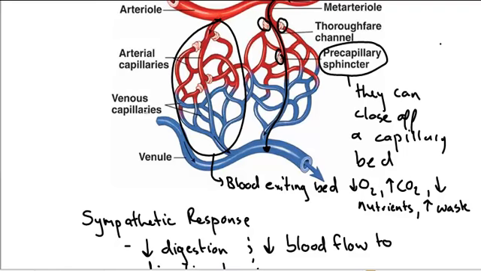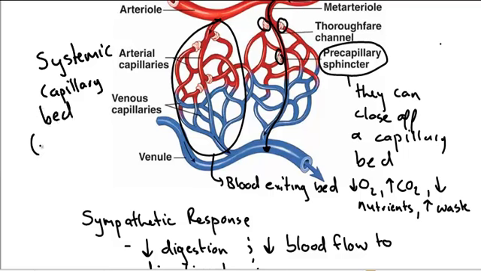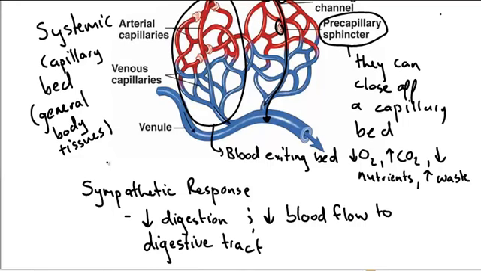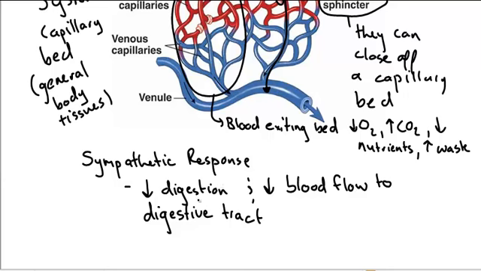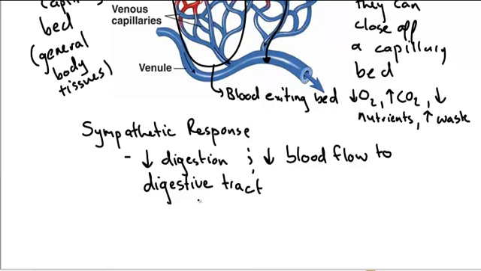That's at least for what we call a capillary bed that is a systemic capillary bed. Meaning general body tissues. The exception being, it's a little bit different when we look at what's going on in the lungs. Okay? But for now, we're going to focus on our systemic capillary beds.